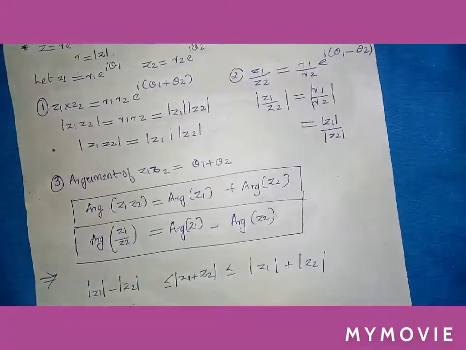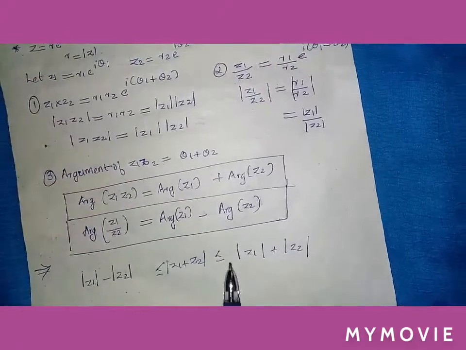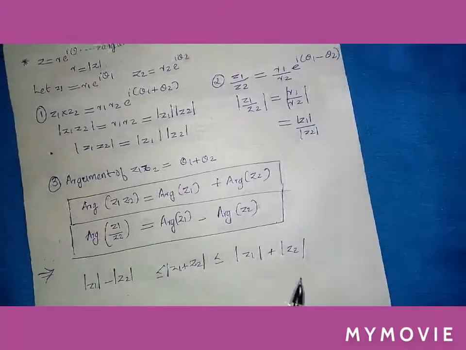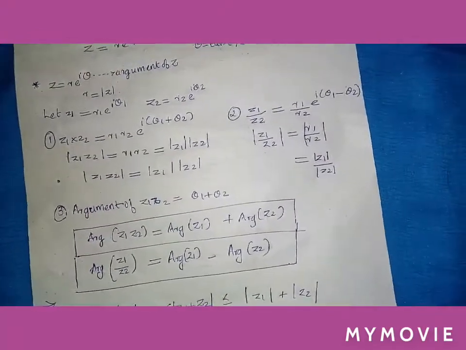Okay, mod z1 minus mod z2 is less than or equal to mod of z1 plus z2, which is less than or equal to mod z1 plus mod z2. These are some basic equations in complex analysis.